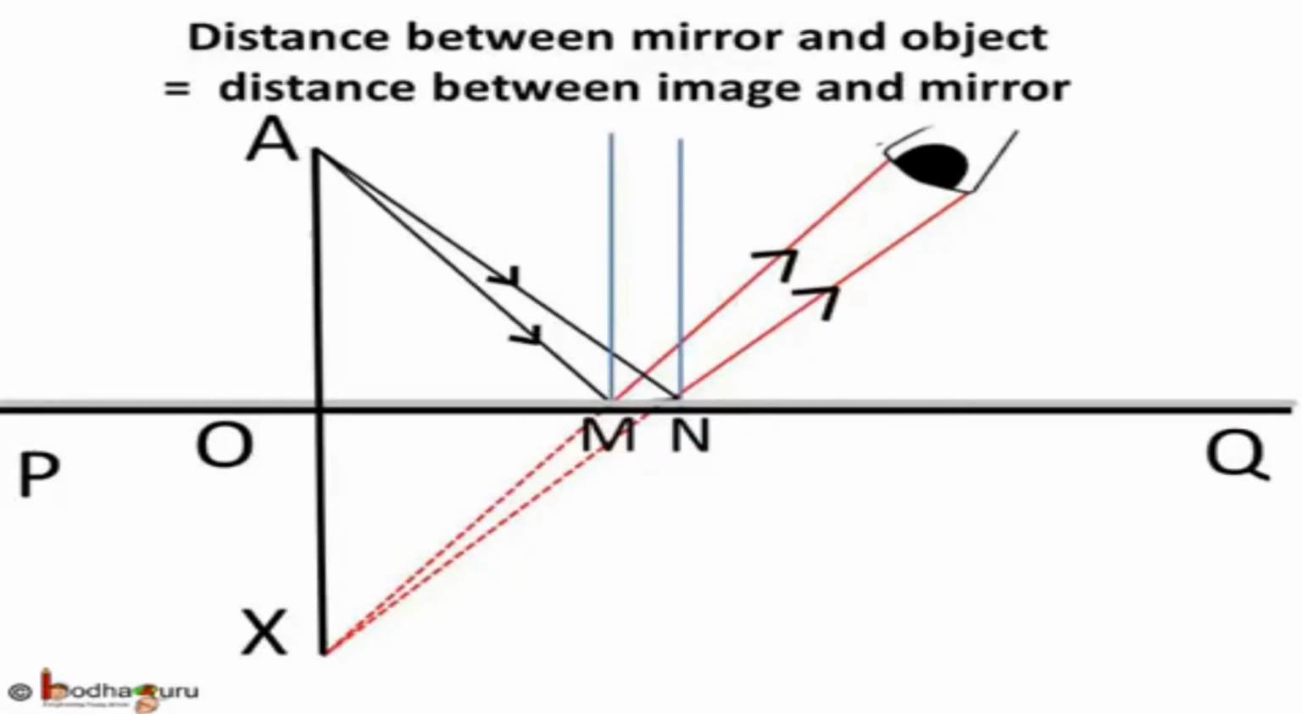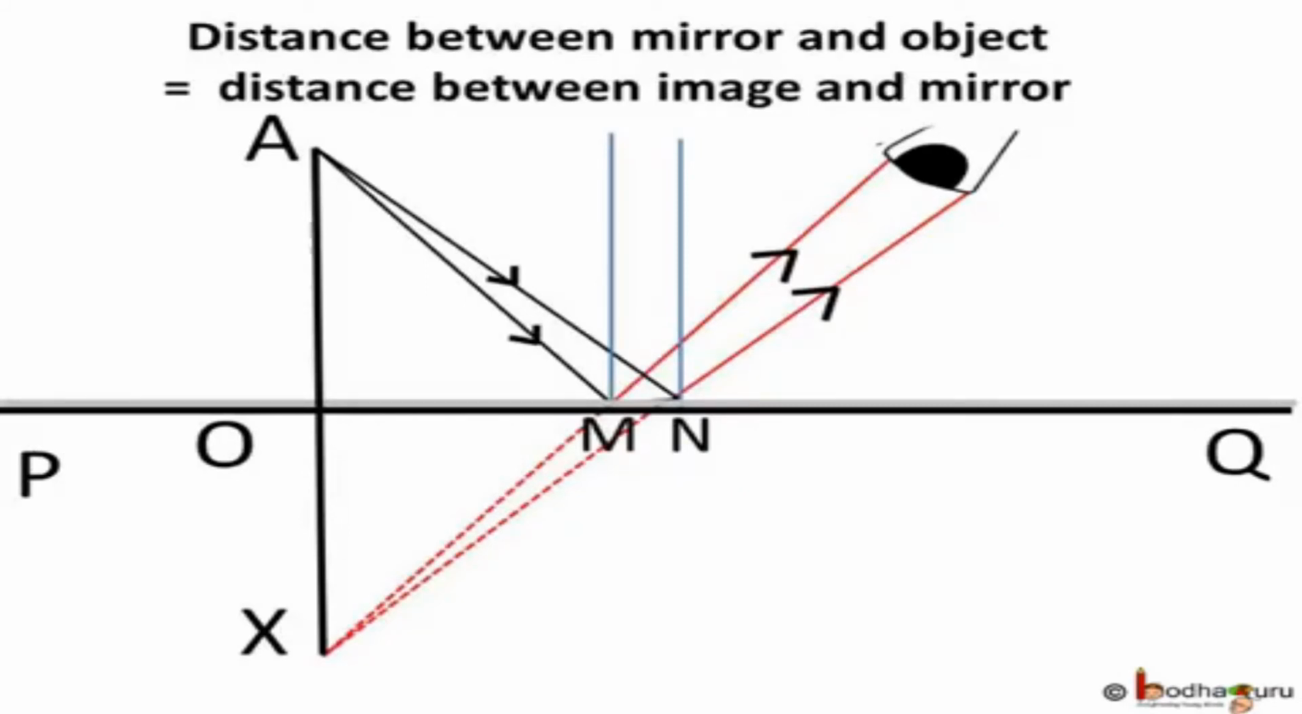If we measure the distance between A and the mirror and also the distance between X and the mirror, what do you see? We would find that both the distances are actually same. So, from this we can conclude that the distance between the object and the mirror is equal to the distance between the mirror and the image, that is AO is equal to OX.